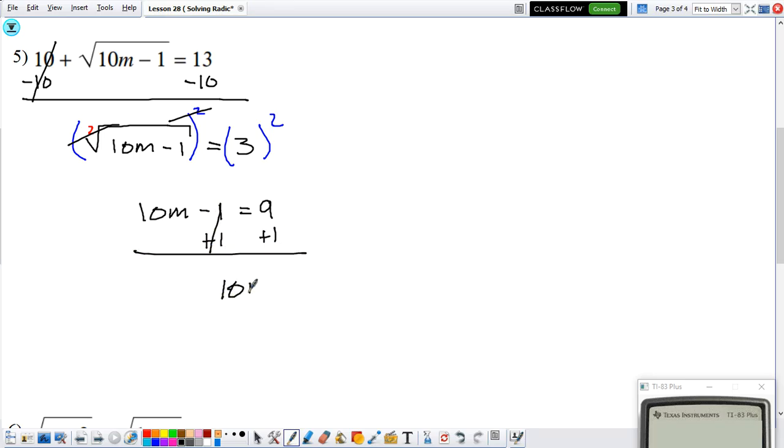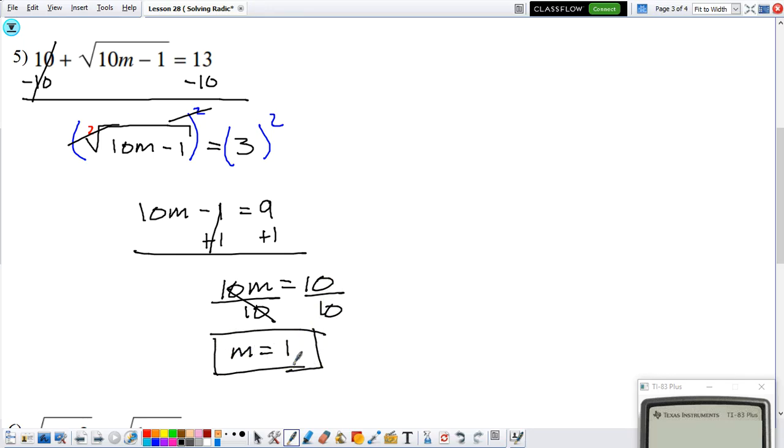So now we have 10m is equal to 10. Solve for m, 10 is multiplying, so we divide. So after all this, we see that m is equal to 10 divided by 10, which is just 1. Same process, take the square to eliminate the square root.